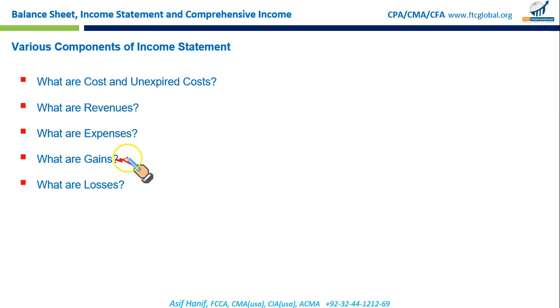Gains are incomes, but they are not central or ongoing. So there is a clear difference you need to remember between gains and revenue, and expenses and losses. Revenues and expenses are central and ongoing, whereas gains and losses are not central; rather, they are incidental.